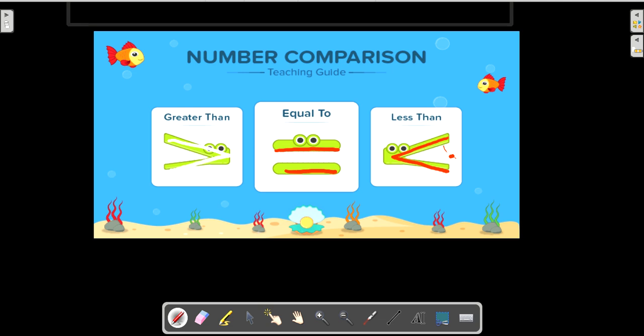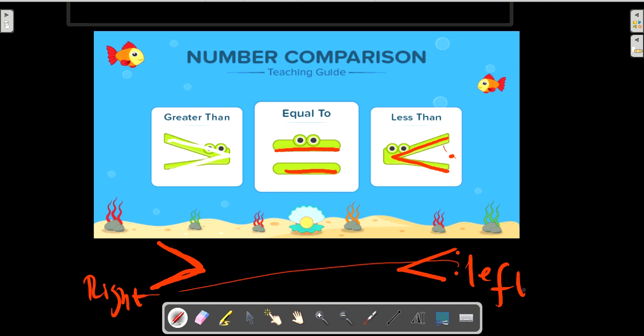Another way that we can try to remember this is by lifting our right arm and bending it towards ourselves. For the greater symbol, bending your right arm towards yourself is going to create a greater symbol, and bending your left arm towards yourself is going to create a less symbol. For the equal sign, we know it's just two parallel lines underneath each other.